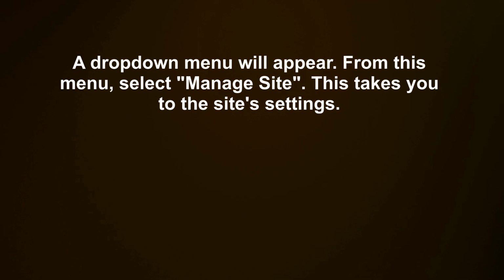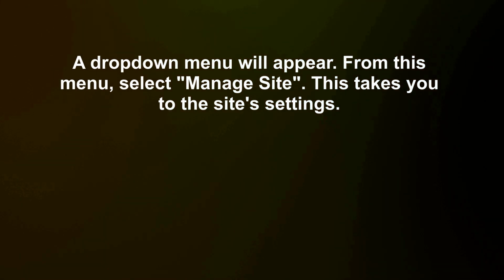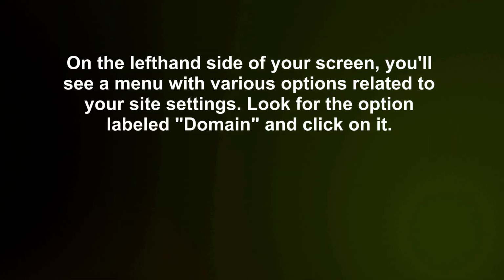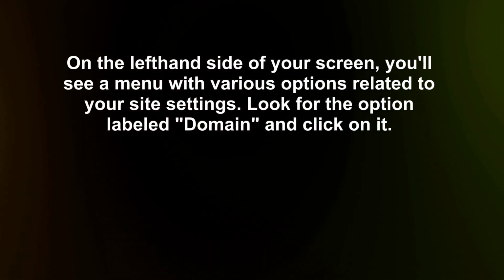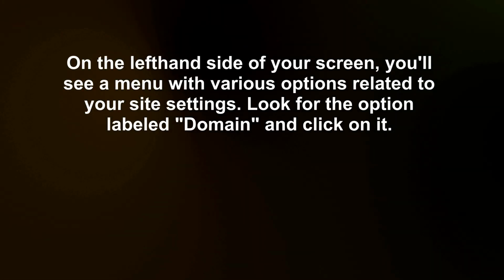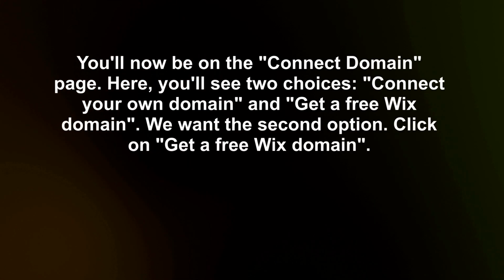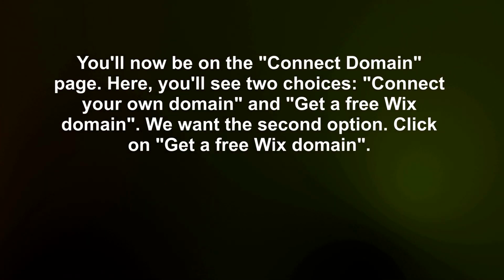A drop-down menu will appear. From this menu, select Manage Site. This takes you to the site settings. On the left-hand side of your screen, you'll see a menu with various options related to your site settings. Look for the option labeled Domain and click on it. You'll now be on the Connect Domain page.